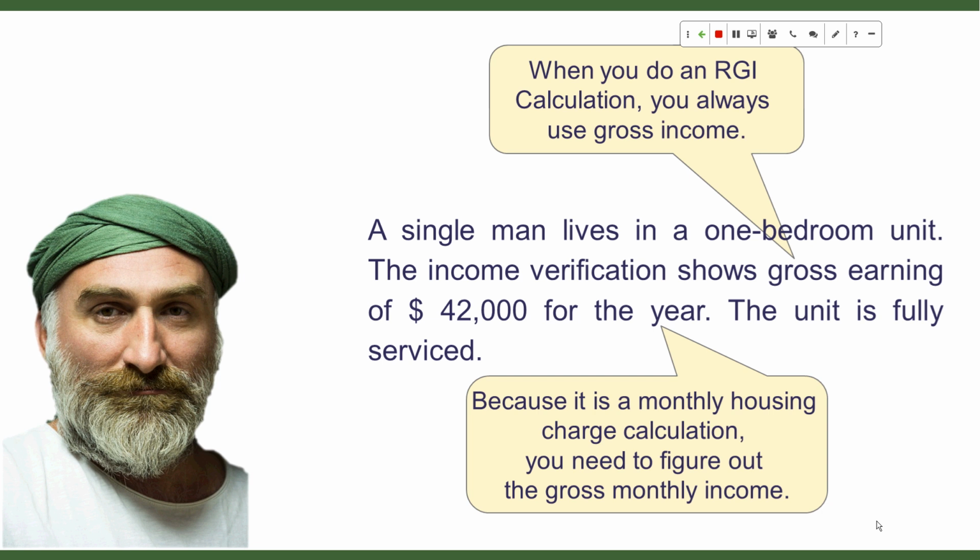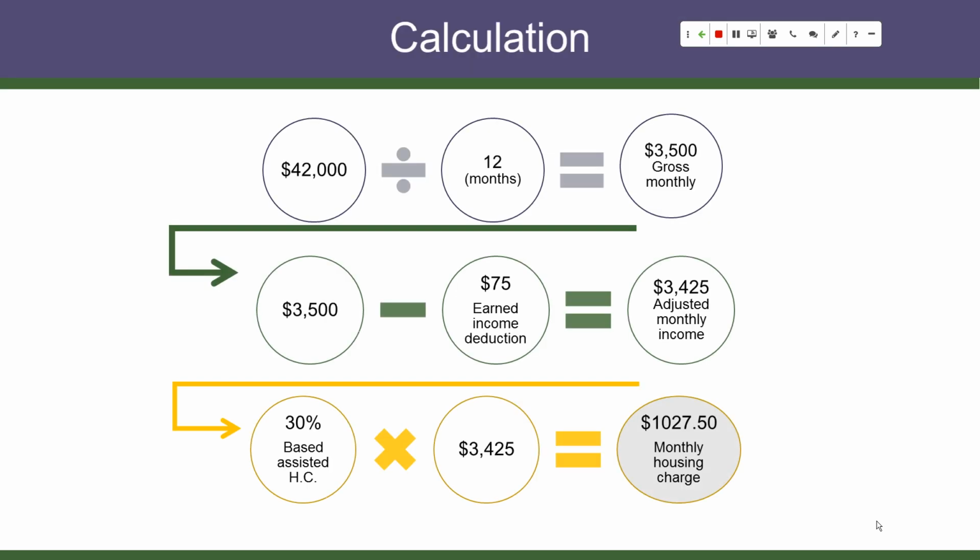On the next slide I'm going to show you what the calculation would look like. So you would have $42,000 as an annual income divided by the 12 months. That would give us a gross amount monthly of $3,500. Then we would have what's known as an employment exemption. Because he's a single person, he's entitled to a $75 income deduction. Removing that reduces his monthly adjusted income to $3,425. If we look at 30% of that amount, his monthly housing charge would be $1,027.50.